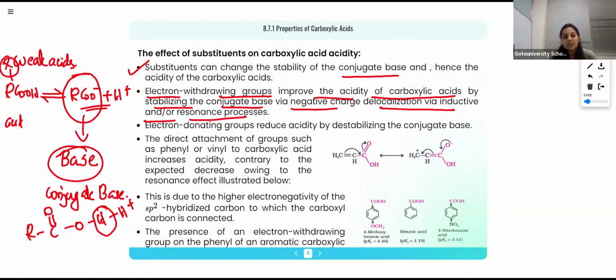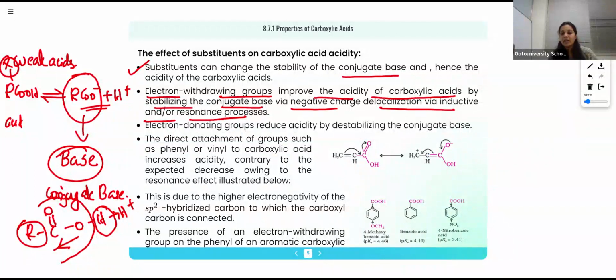So when an electron withdrawing group is coming here, what will happen? They will take all the electrons. So the electrons will move to this side. At the same time, hydrogen is not moving to this side. Only the electron withdrawing group is there, so the electrons are moving to this side. Then what will happen? This hydrogen will easily be removed as H plus ion.